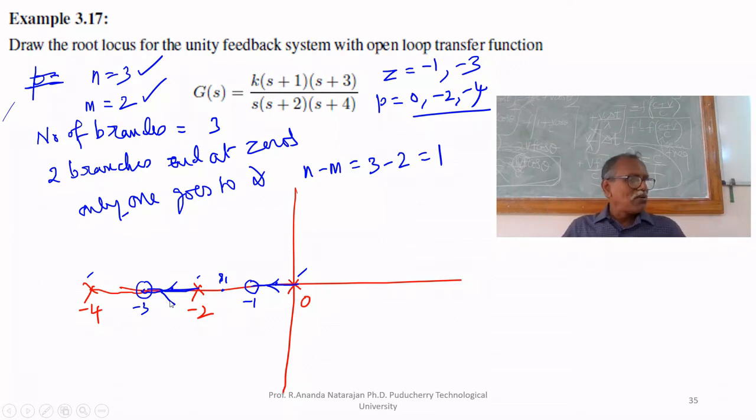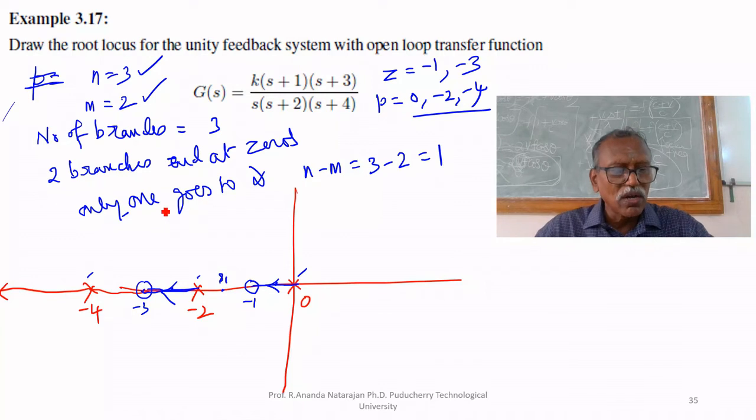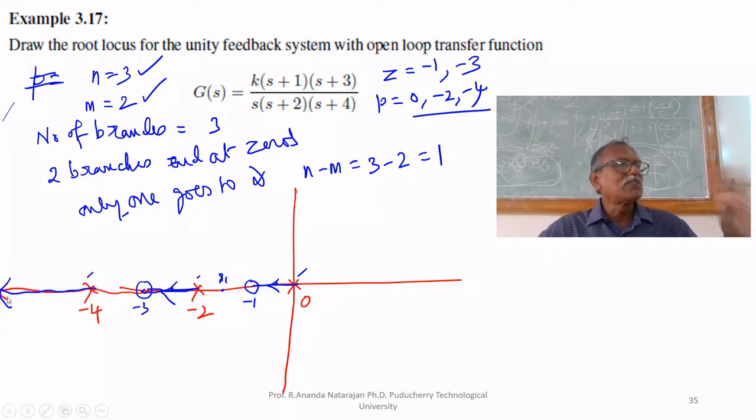The second branch is also over. If we select any point between minus 3 and minus 4, it is not part of root locus. To its right, how many poles and zeros? Even number of poles and zeros. That's why it is not part of root locus. After minus 4, if you select any point, to its right, odd number of poles and zeros. Therefore, from minus 4 up to infinity, it is part of root locus. So all 3 root locus branches we have drawn.